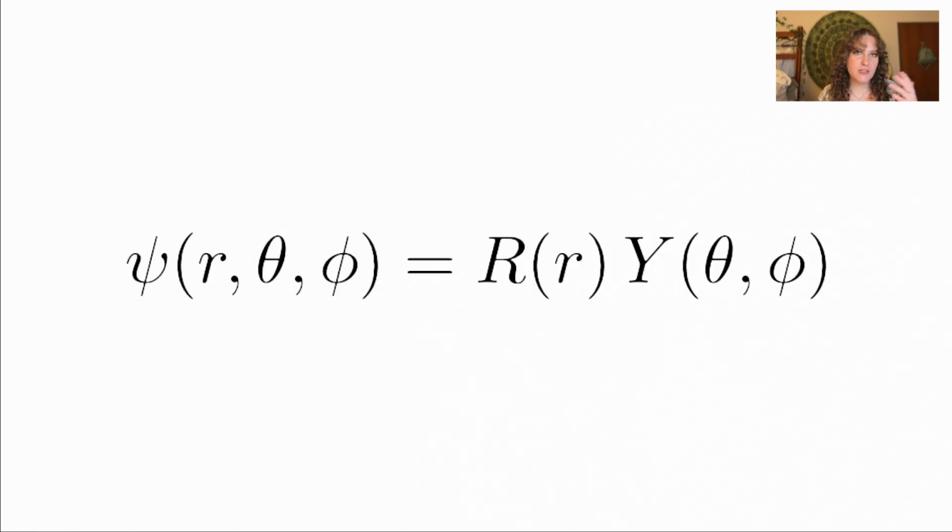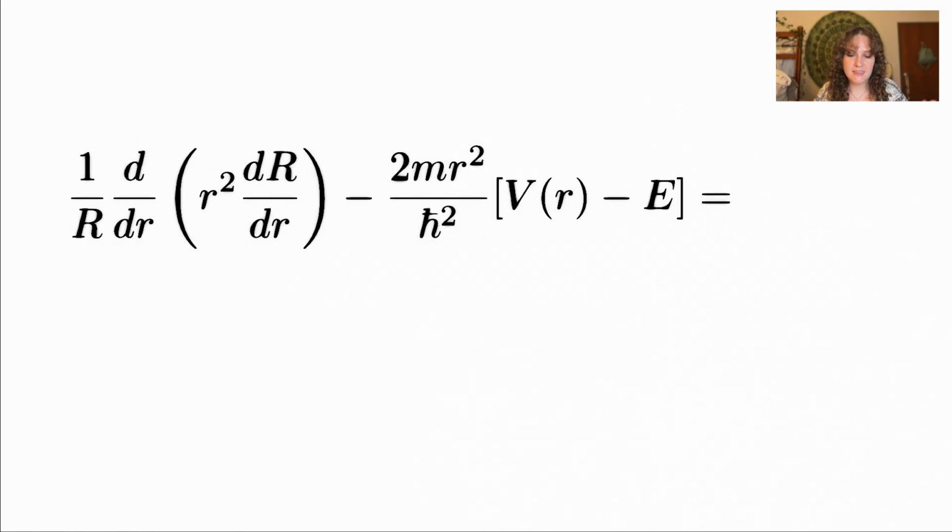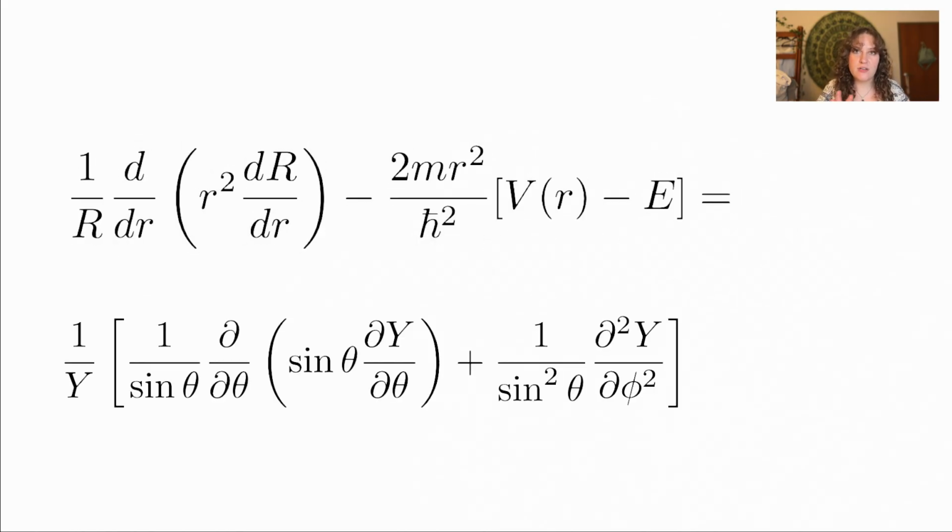Now we pull the same trick as before. We guess that the solution factors. A piece that only depends on the distance, R of r, times a piece that only depends on the direction, Y of theta and phi. This is called separation of variables. It's the same trick we did before. When you plug this guess into the big equation, miraculously, the equation splits cleanly. One equation that only depends on r, and another that only depends on theta and phi. These are our radial and angular equations.